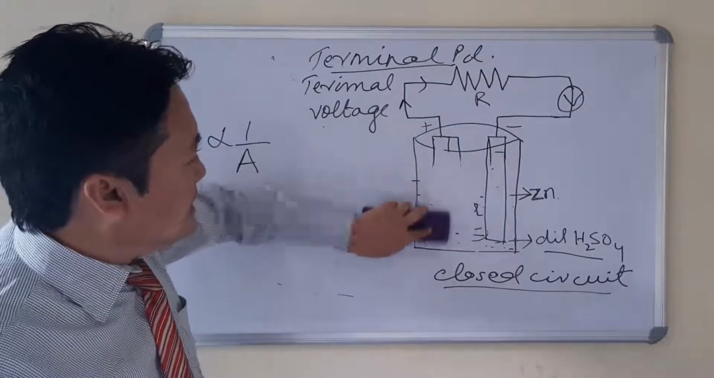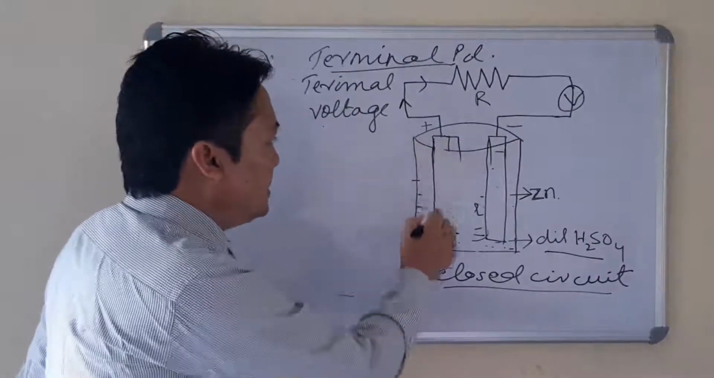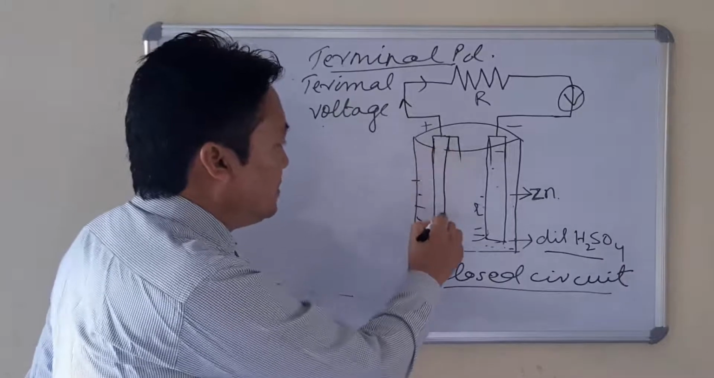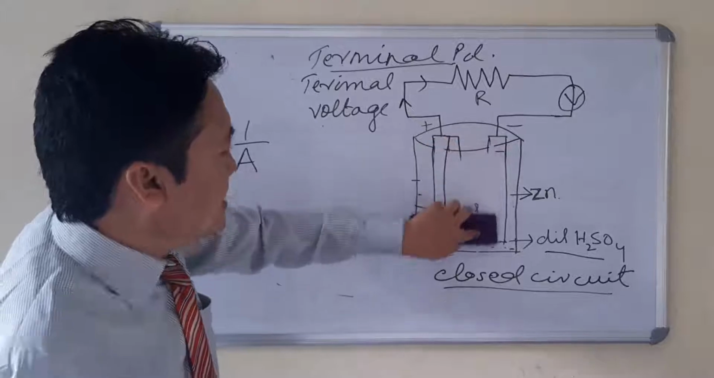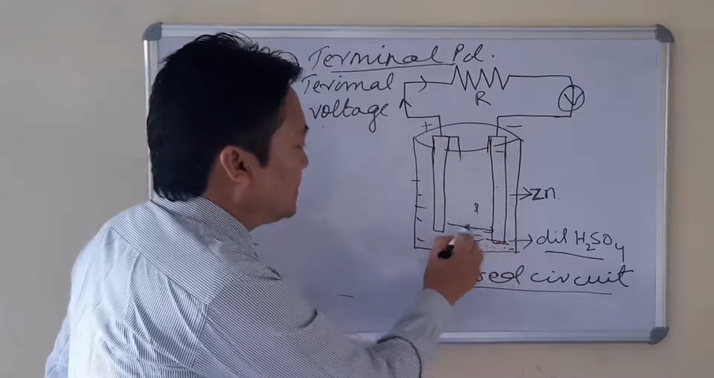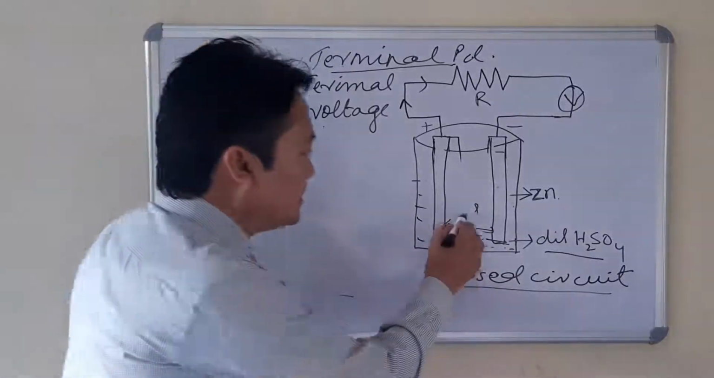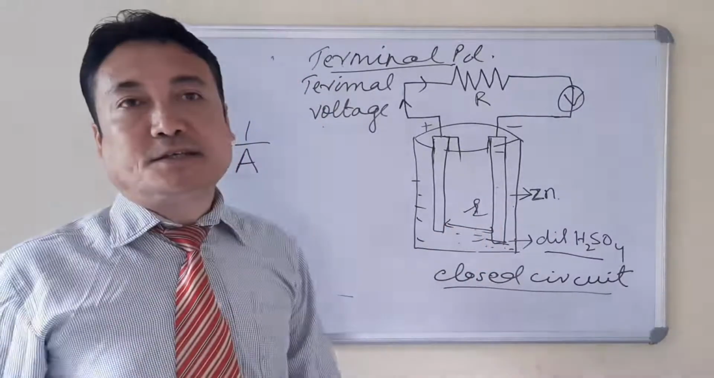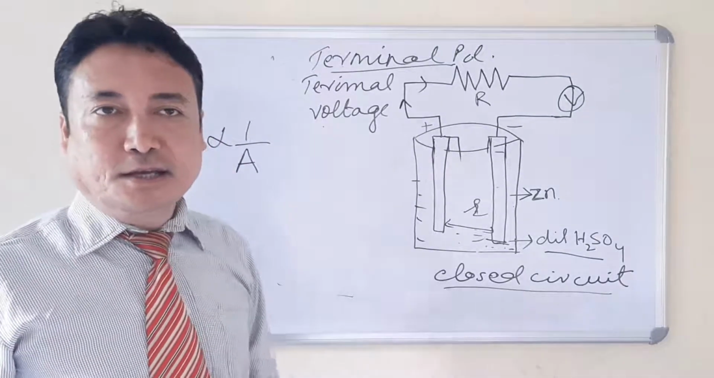If the surface area of the electrode is small, here also if I take the surface area of the electrode small, what will happen here? This distance will increase. That means when the distance increases, internal resistance will increase here. Okay, internal resistance will increase.